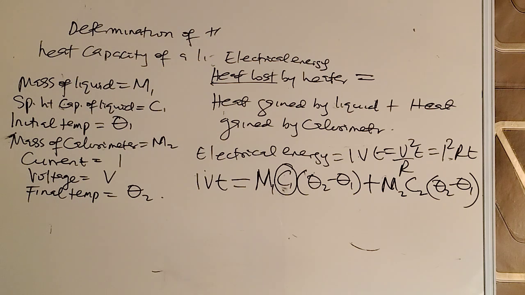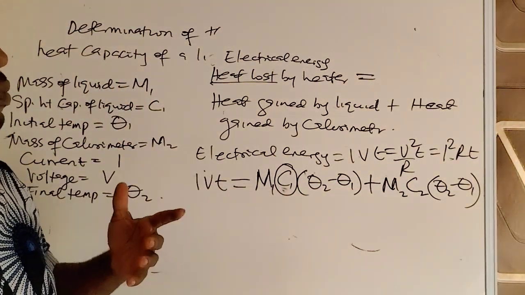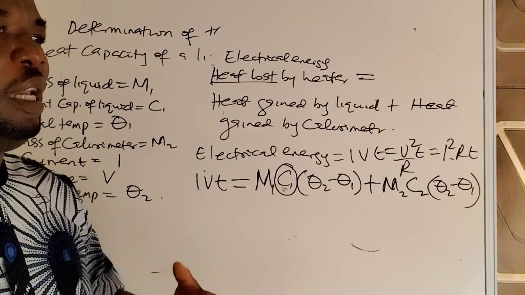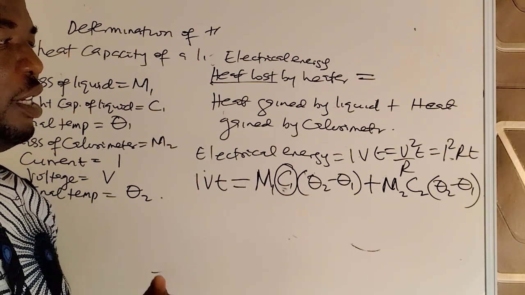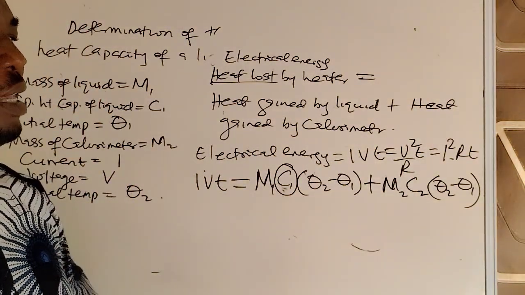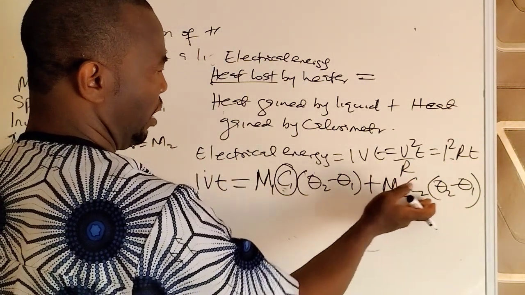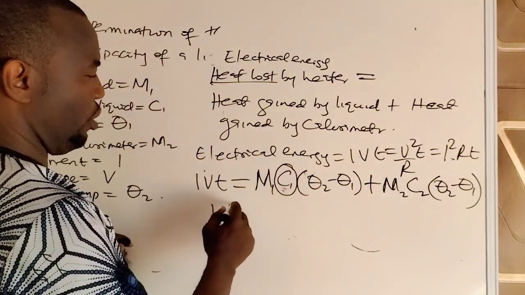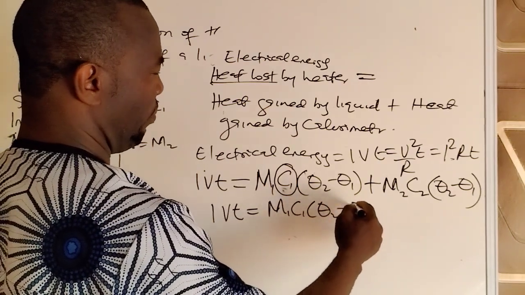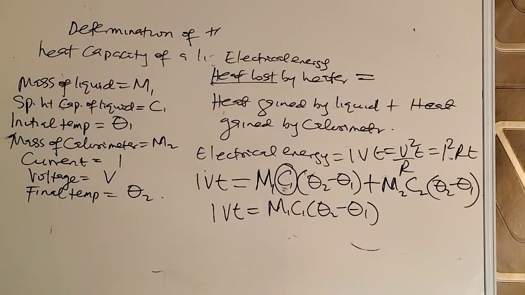So with this formula, we can solve for C1 when the other quantities are given to us. But sometimes the experiment can be performed using a vessel or a calorimeter that has a negligible heat capacity. If the calorimeter has a negligible heat capacity, meaning it is very small, you should ignore it. That means we ignore the heat gained by the calorimeter. We now use only the electrical energy and equate it to the heat gained by the liquid alone.